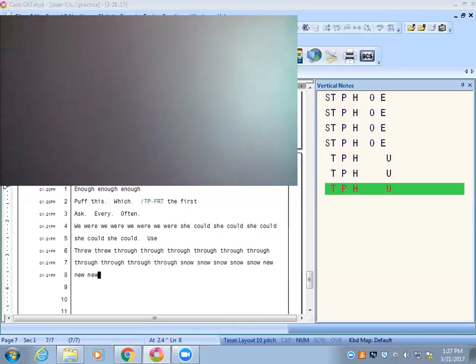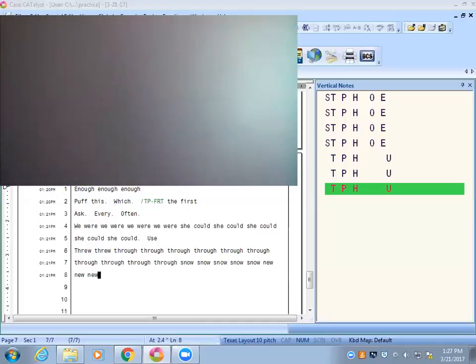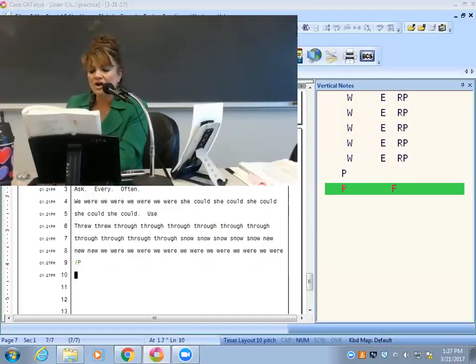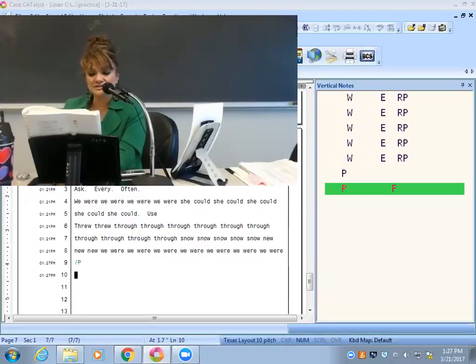What's your stroke? Do you have anything there or not? No. Okay, we were gone. You actually could write W-E-R-P if you wanted to write it together. Gone. Oh, okay. We were gone before she could come, period. Good. That's all at 50, and now this is at 60. Okay.